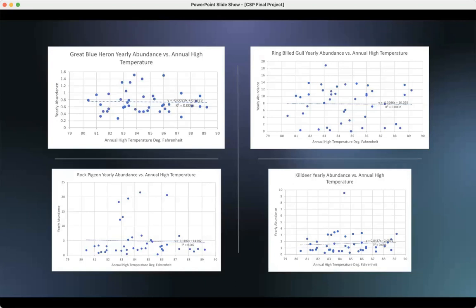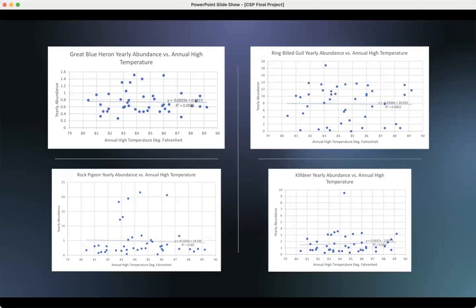Once this was done, we then found the yearly abundance of each of the four birds. This was done by going to the website eBird and looking at the abundance charts. There were multiple data points of abundance for each year. We took all of the data points and averaged them out to find the average yearly abundance. Once this was done, the abundance data was put up against the hottest yearly temperature data. That is what you see in these four graphs being presented right now.